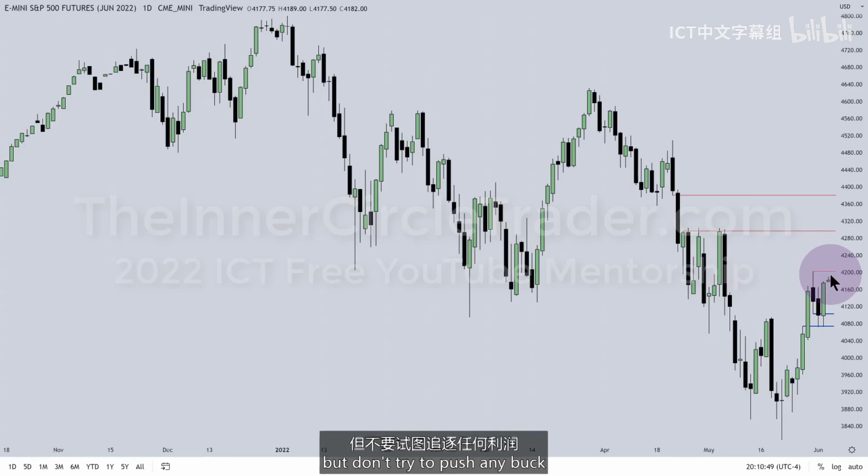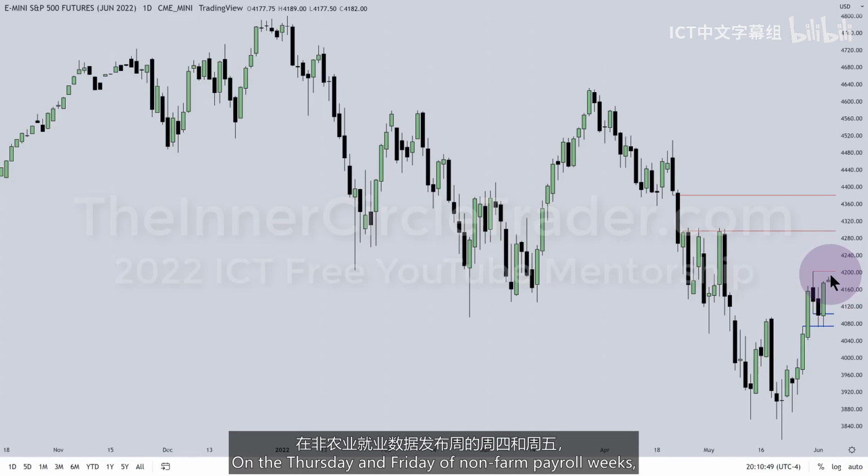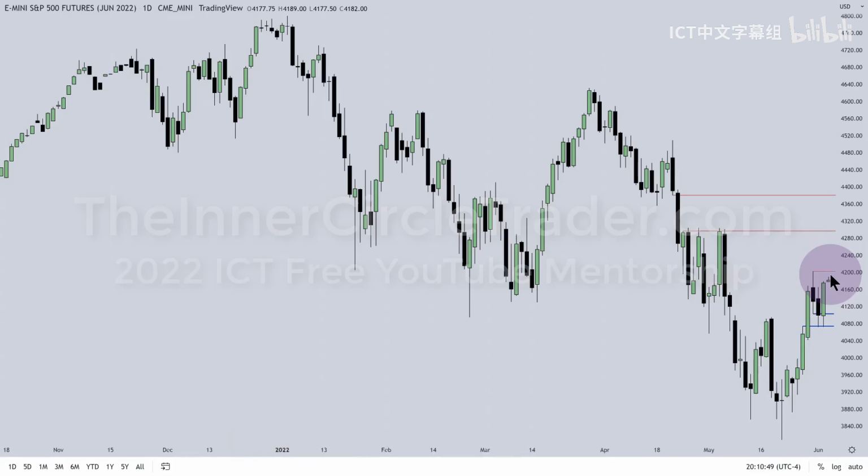Just study the price action the rest of the week, but don't try to push any buttons, because you don't have any experience working in these sometimes very challenging market profiles. On the Thursday and Friday of non-farm payroll weeks, they can be choppy, they can be sporadic, they can come back against you when you really don't expect them to, and they lose a lot of their precision. Not all the time, but most of the time they lose their precision.